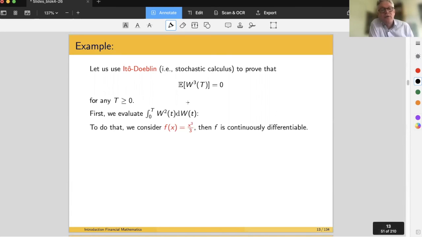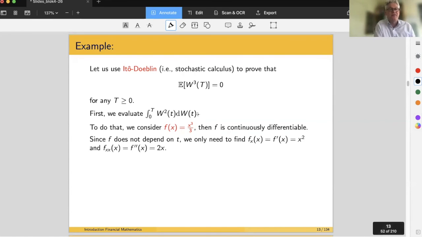Now, in order to use Ito-Doeblin, let's again choose a function for which we will apply this formula. And the function that we will be choosing here is x cubed over 3. So our f with argument x is x cubed over 3. It is a continuously differentiable function. It doesn't depend on t, only on x. So we only need the first derivative with respect to x and the second derivative with respect to x. And they are easily found, of course. The first derivative for such a function, as you know, is x squared. And the second derivative is then 2 times x.